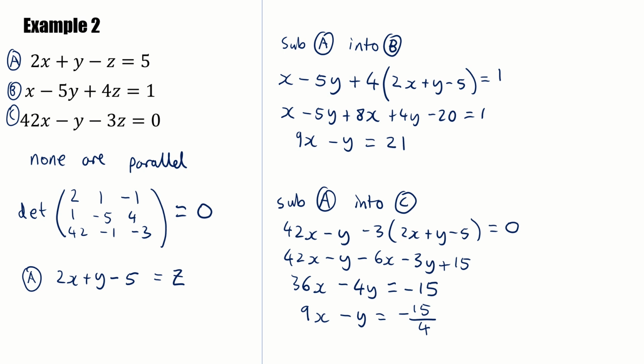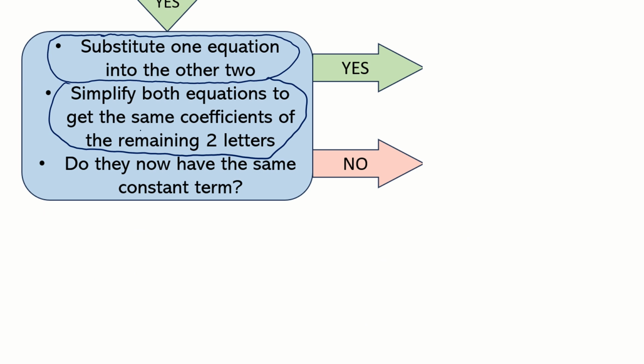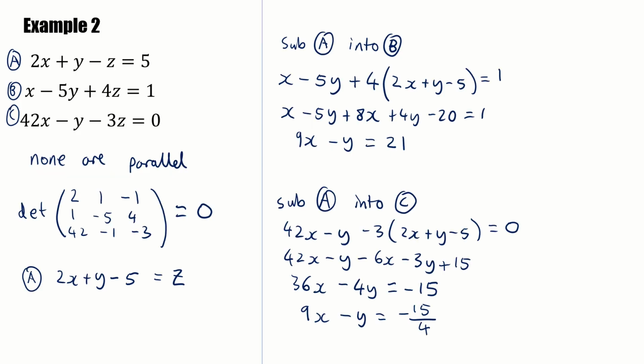The last thing you need to do once you've done that is look at the constant term, the number that's left, which I've written on the right hand side. You need to check, is that number the same in both equations? Yes or no. So in my equation, I got to the point where they both have 9x, they both have minus y, but then the number on the end, one of them has a 21 and one of them has a minus 15 over 4.